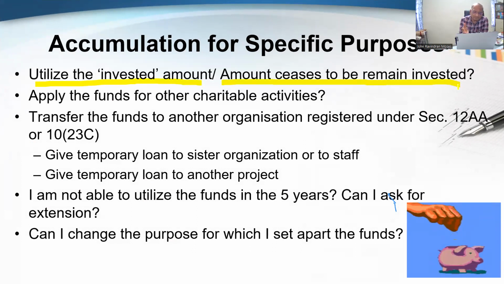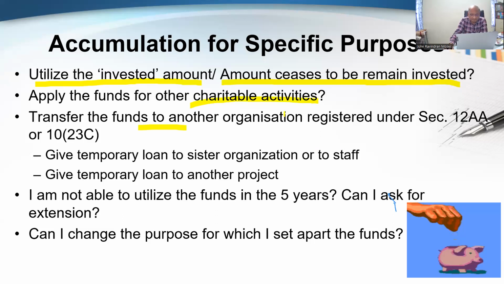What you have done is that you have not utilized it. You have given it as a program advance to somebody for some program. Finished. You will not be eligible for this 11.2 exemption. Or you apply for other charitable activities. Or transfer funds to another organization.